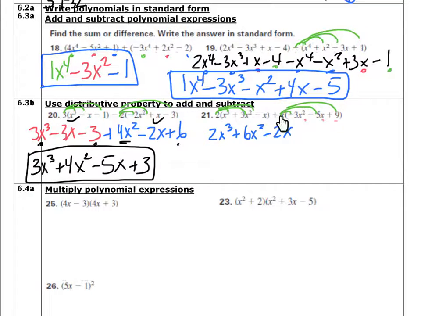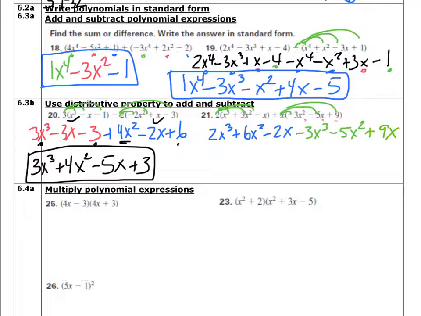Now this one here, an x times a negative 3x squared is going to give us a negative 3x cubed. A positive x times a negative 5x is going to be a negative 5x squared. And a positive x times a positive 9 is going to be plus 9x.